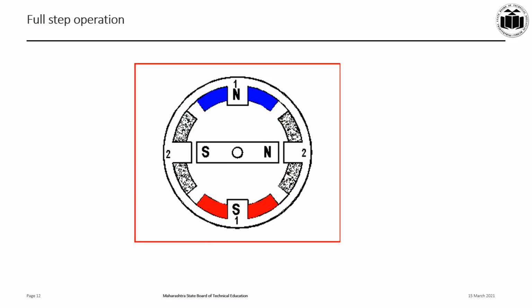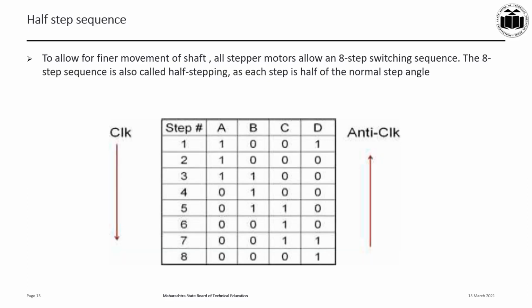So this stepper motor has a step angle of 90 degrees. So within 4 steps, one revolution is completed. But as you can see, there are 2 windings or 2 phases on at a time. And whenever the 2 phases are on, the rotor gets attracted towards those stators and it makes a step angle of 90 degrees. This is the half step sequence.